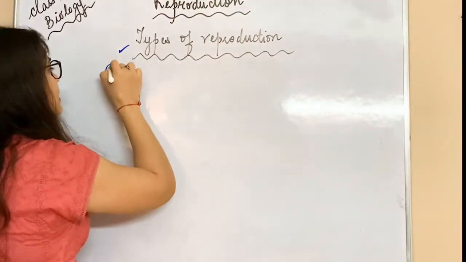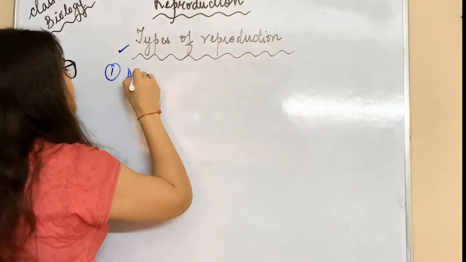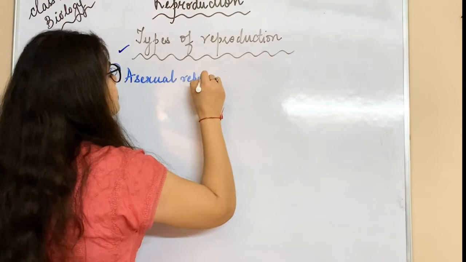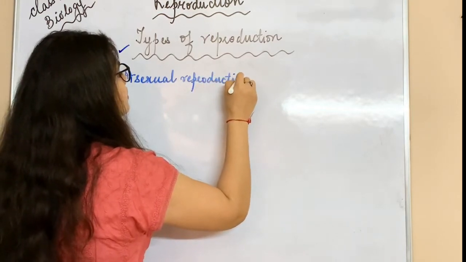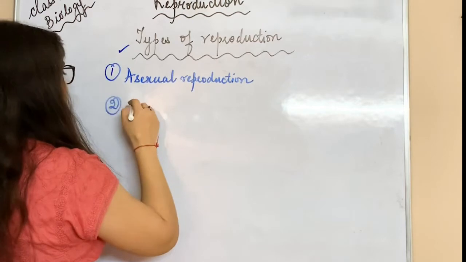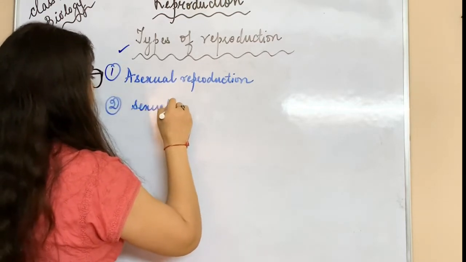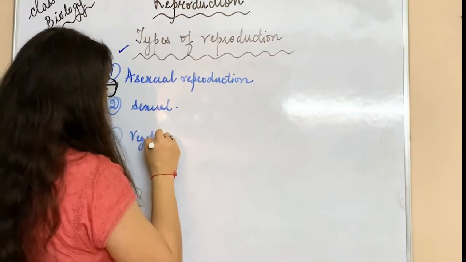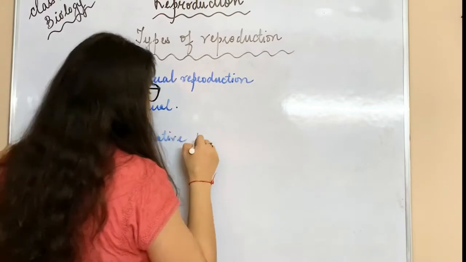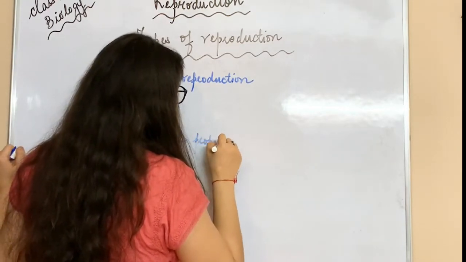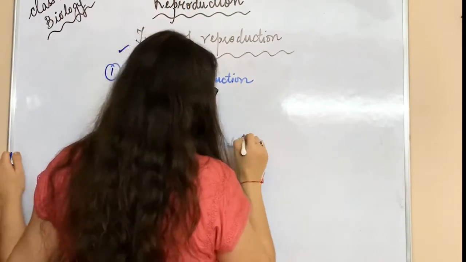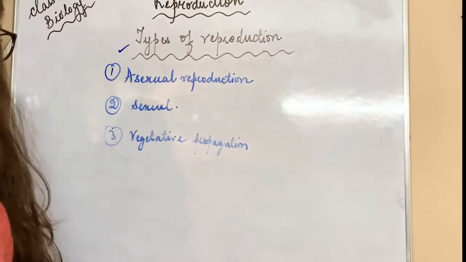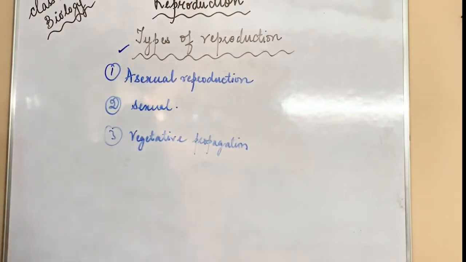The first type that I'm talking about is asexual reproduction. Second one is sexual reproduction, and third one is vegetative propagation. So now in this video we'll be talking about these three types of reproduction: asexual reproduction, sexual reproduction, and vegetative propagation.